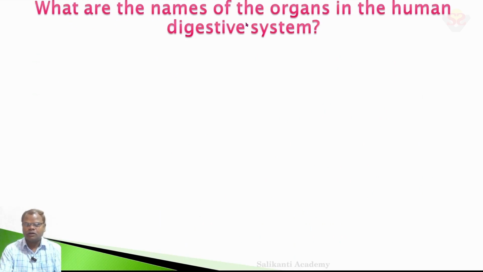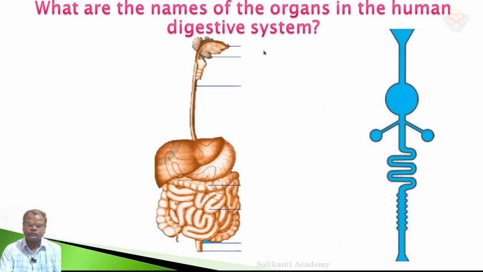What are the names of the organs in the human digestive system? In our textbook, Improve Your Learning, there is a question. In that question, this picture is present. This picture is the symbol of the digestive system. Now we compare the real digestive system figure with the model and the symbolic digestive system figure.